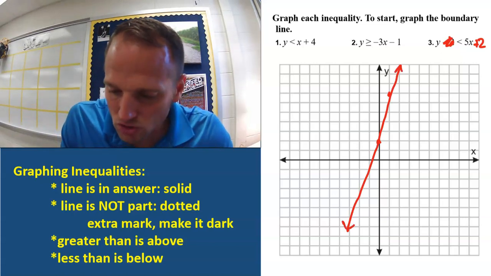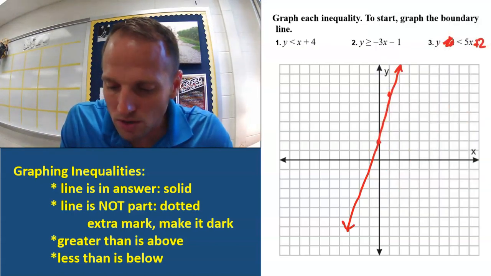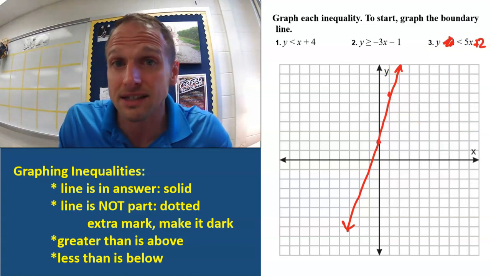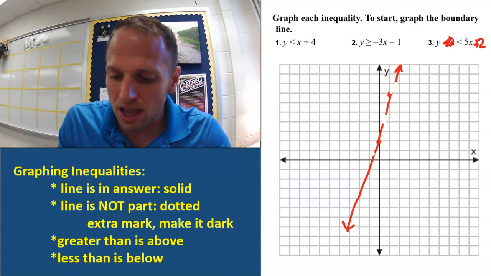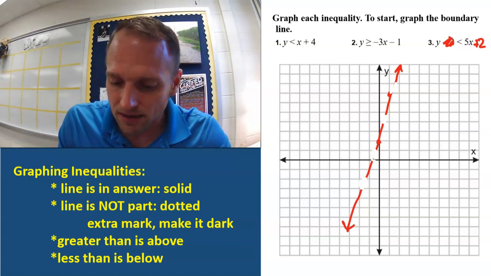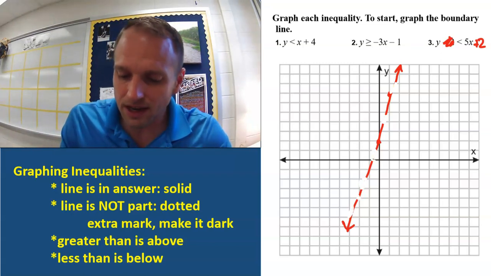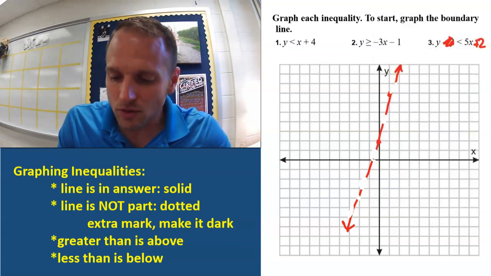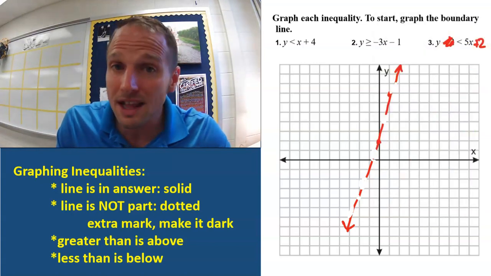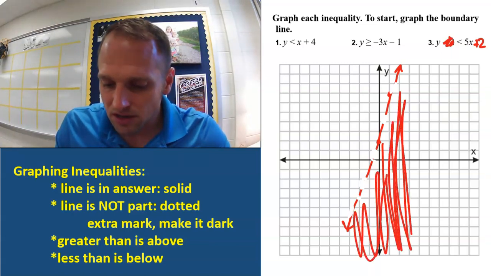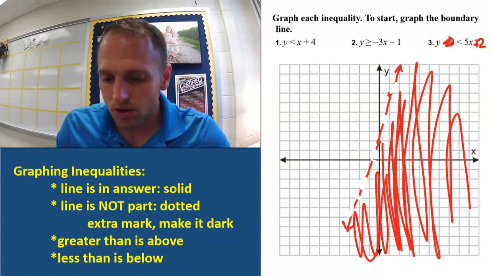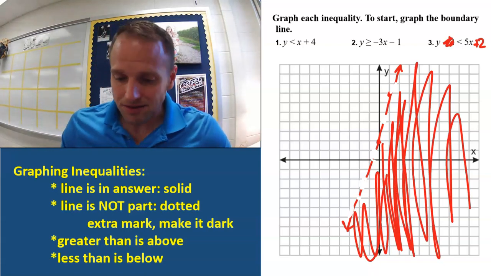Now, next question. Is it solid or dotted? Well, that's just a less than sign, not equal to, just less than. So this is going to be a dotted line. So make it dotted. And then the last step, do we shade above or below? Well, it's less than. Less than means below. So we're going to shade it down here. All right, that's it. Not bad, is it?